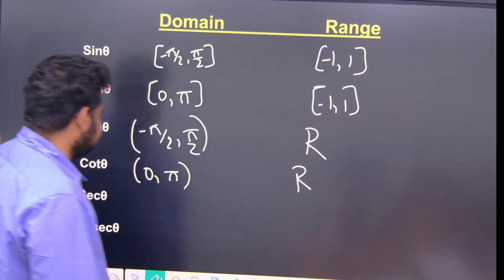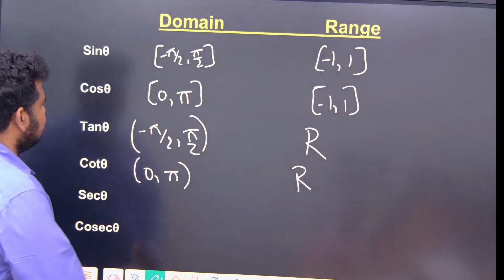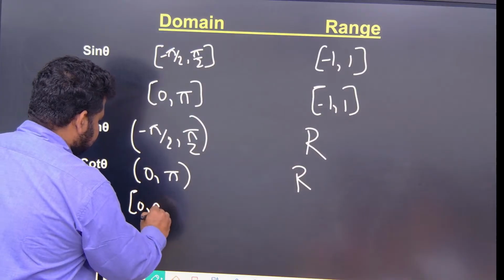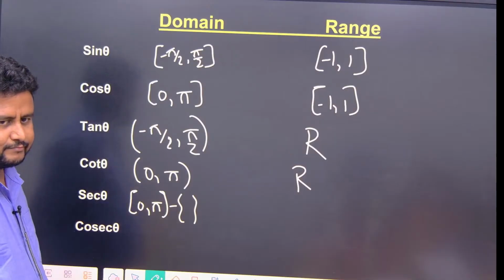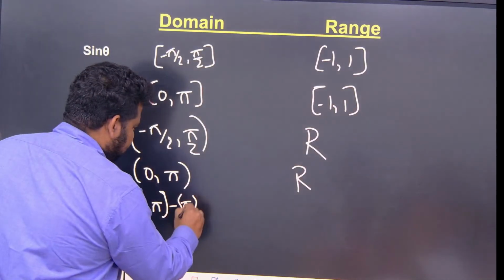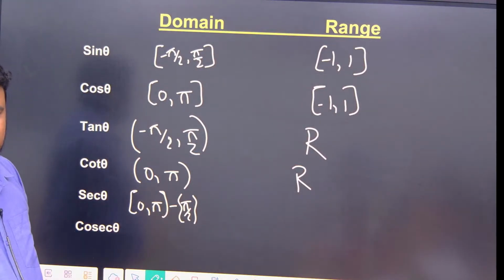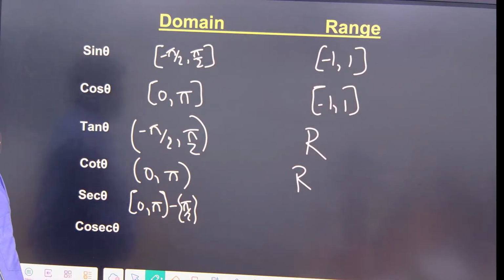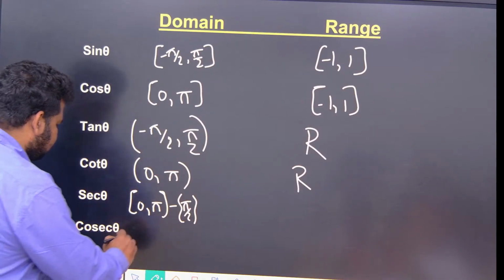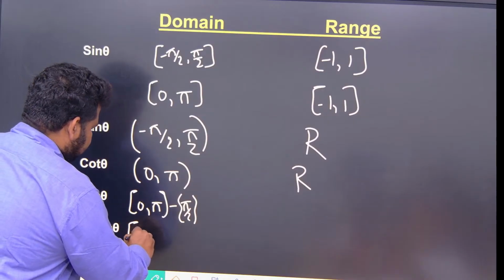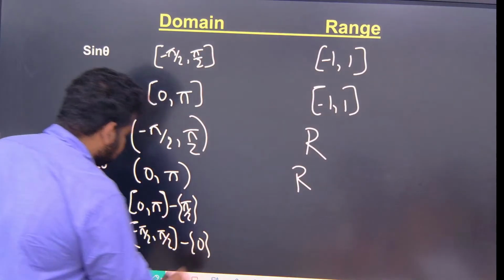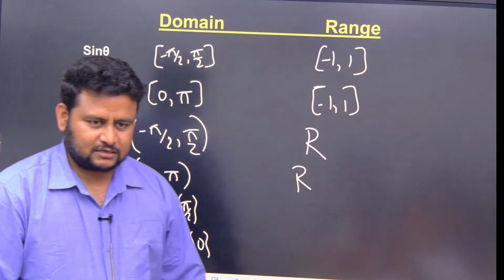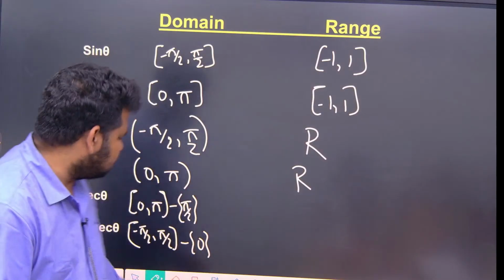Now when we talk about secant, the domain is what? 0 comma pi, minus this one. What should we remove? Tell me. Minus pi by 2, because secant is 1 by cos. Cos pi by 2 is 0, and 1 by 0 is not defined, so you should remove pi by 2. Same thing when we talk about cosecant: minus pi by 2 to plus pi by 2, and I should remove 0, because cosecant is 1 by sin 0, which is 1 by 0, not defined, so I should remove 0.